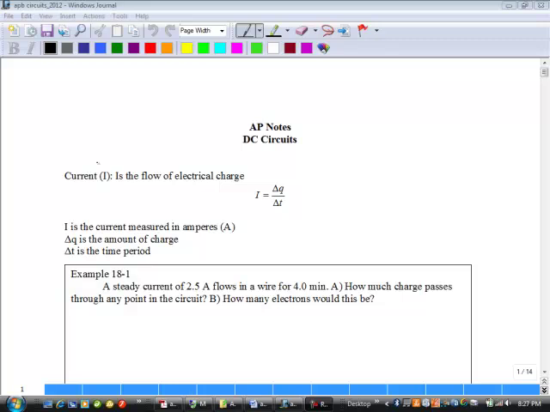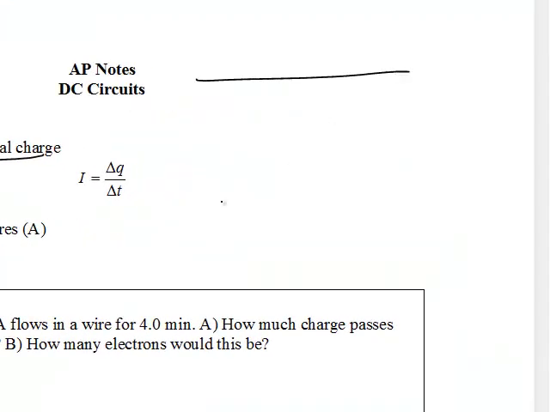This is our introductory lecture to DC circuits. The first thing we're going to talk about are the components that make up DC circuits. And the first topic that I want to talk about is this thing called current. The symbol that we use for current is I. Current is the flow of electrical charges.